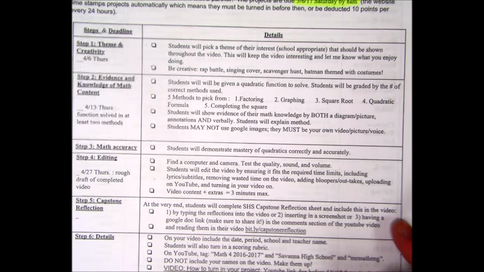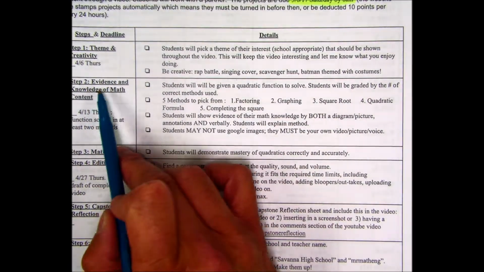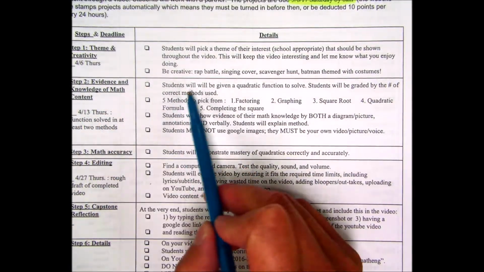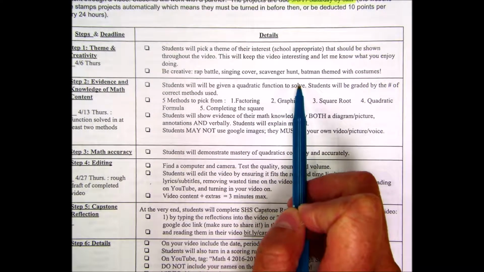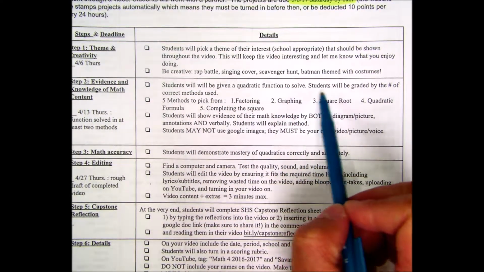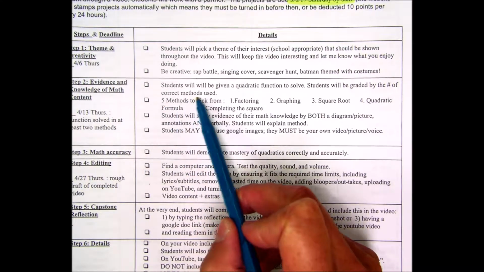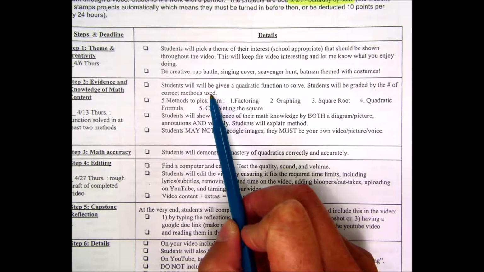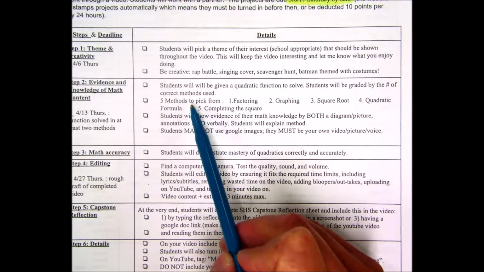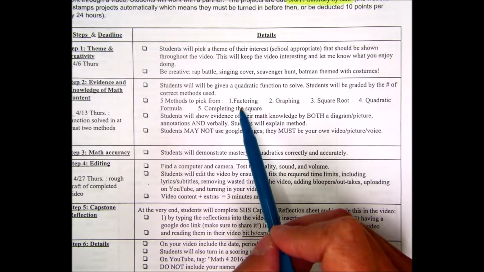Step number 2, evidence and knowledge of math content. Students will be given a quadratic function to solve, so I'm going to give it to you. Students will be graded on the number of correct methods used. Okay, so you have 5 methods to pick from. Number 1, factoring, which we're currently doing.